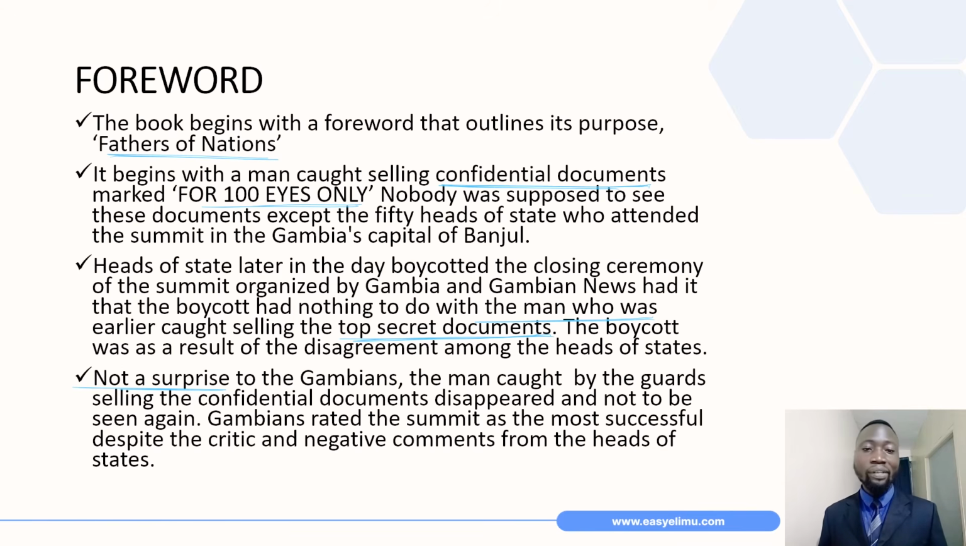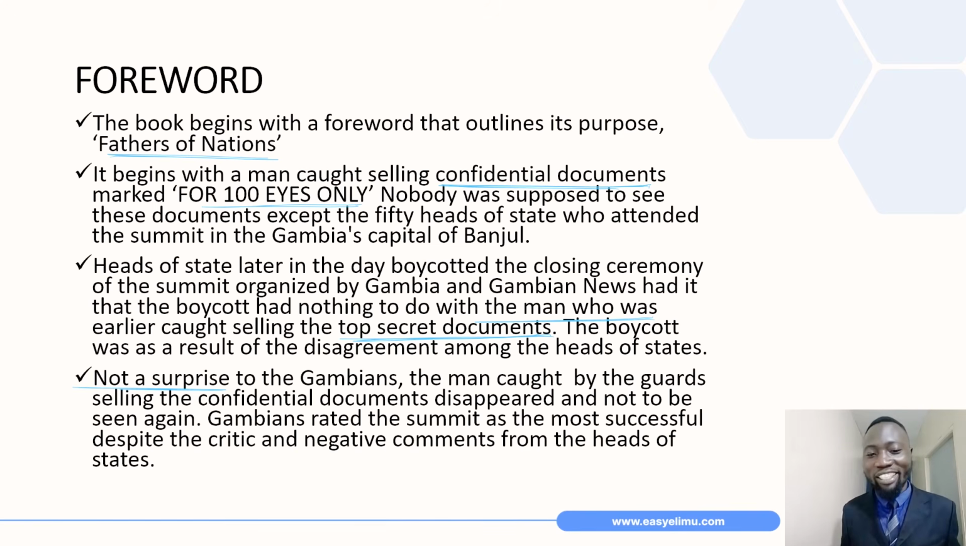So the book begins with a foreword that outlines its purpose, that is, Fathers of Nations. It begins with a man caught selling confidential documents marked for 100 eyes only. Nobody was supposed to see these documents except the 50 heads of state who attended the summit. And remember, the venue is Gambia's capital of Banjul. Heads of state later in the day boycotted the closing ceremony of the summit organized by Gambia. And Gambian news had it that the boycott had nothing to do with the man who was earlier caught selling the top secret documents.